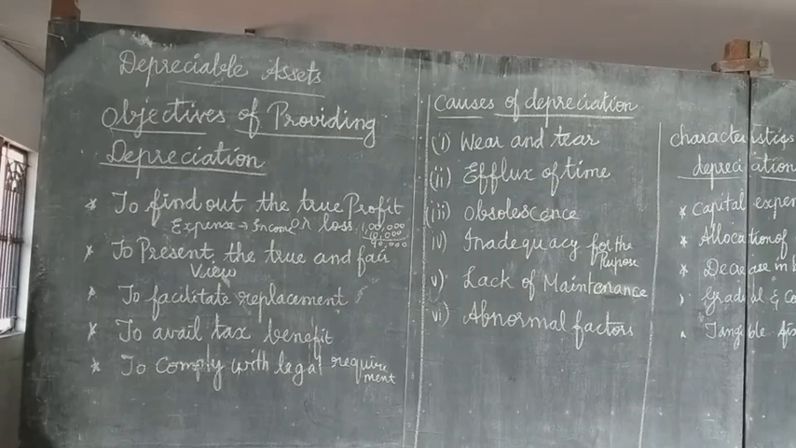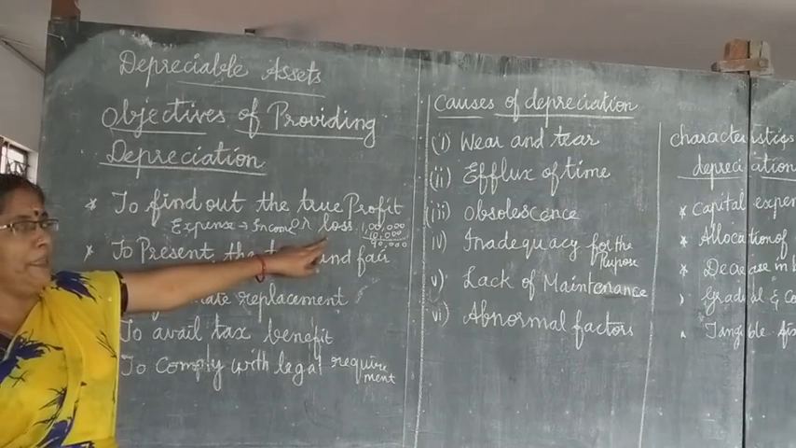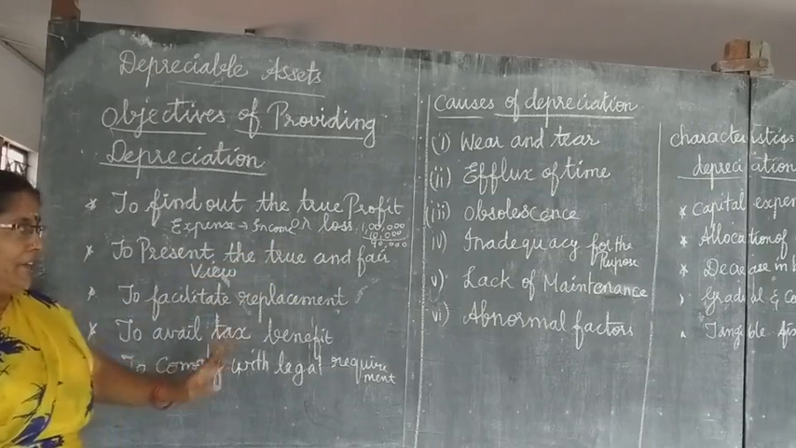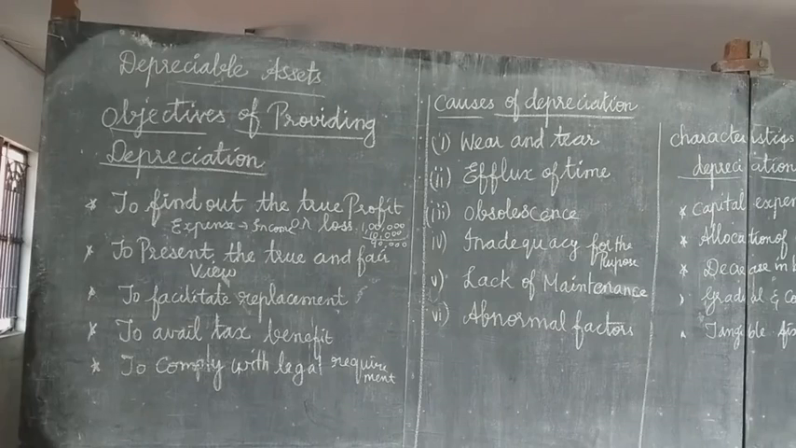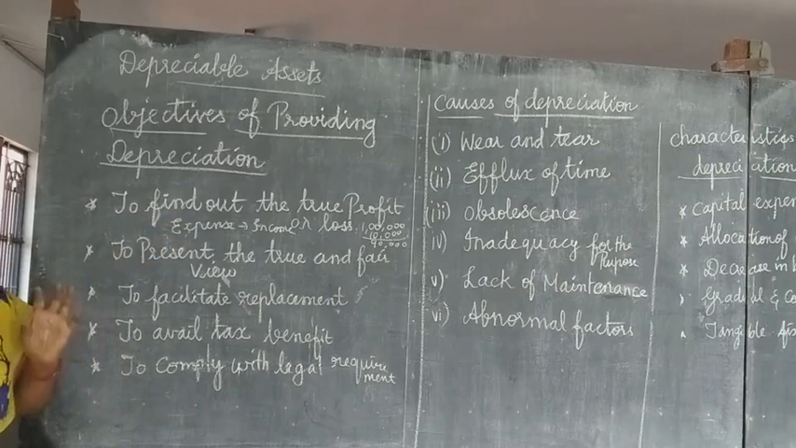So it is charged against the revenue. The depreciation is charged against the revenue. Revenue means income. So this is to be done. Why we are doing this one? To find out the correct cost of production. To find out the true cost of production.